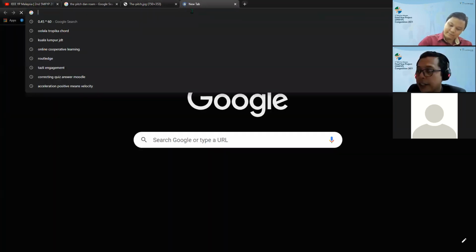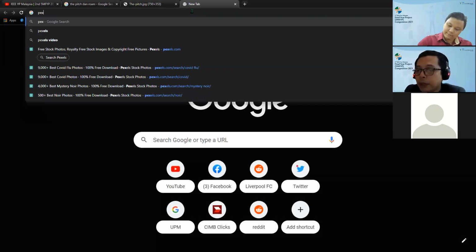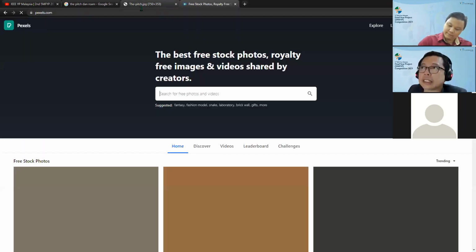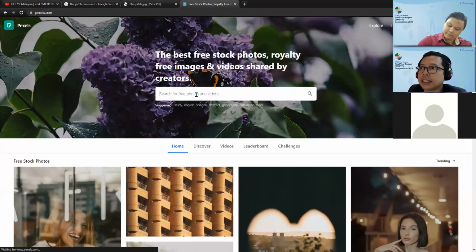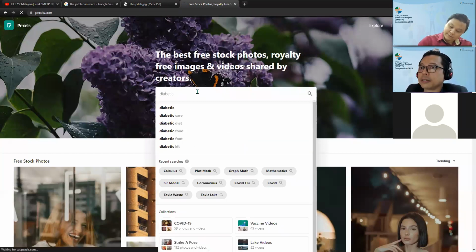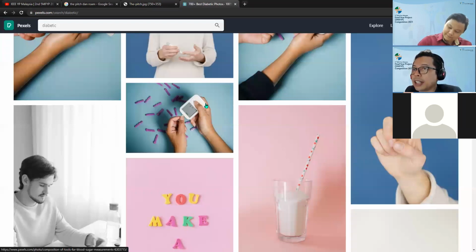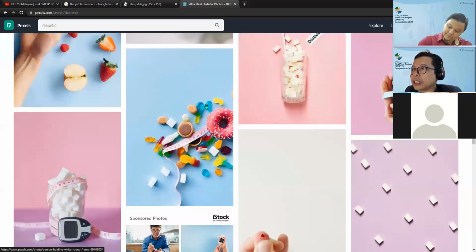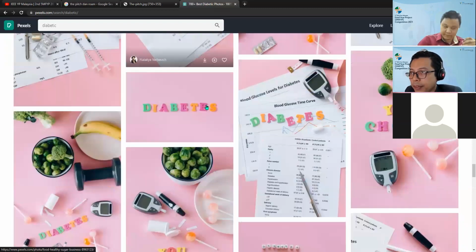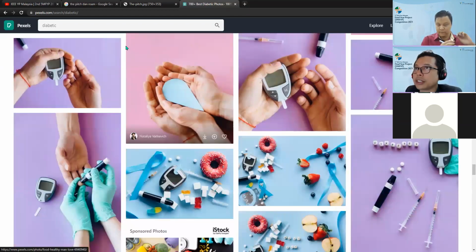If you want to find good pictures, copyright free pictures, you go to pexels.com, PEXELS, and then try to find some pictures here. So something like that. Cool pictures, copyright free. You can use this, but I think you still have to give attribution to that.